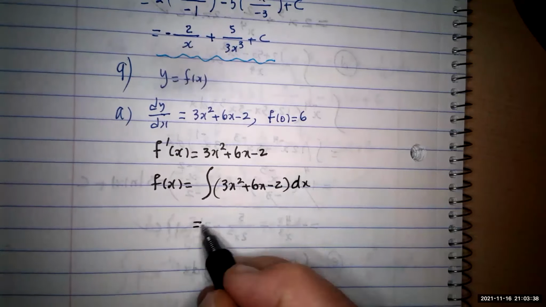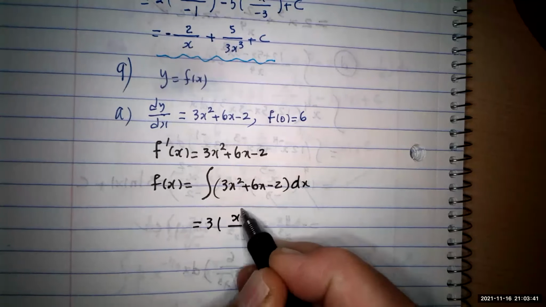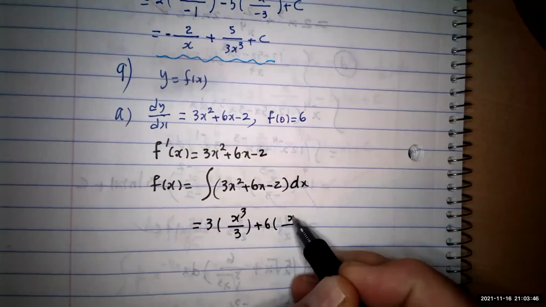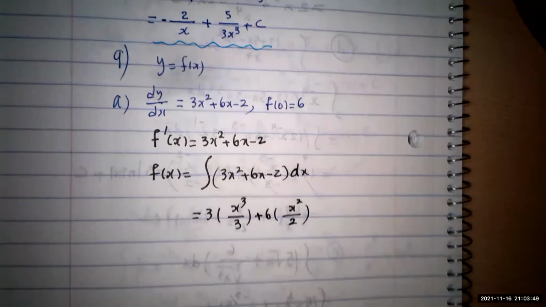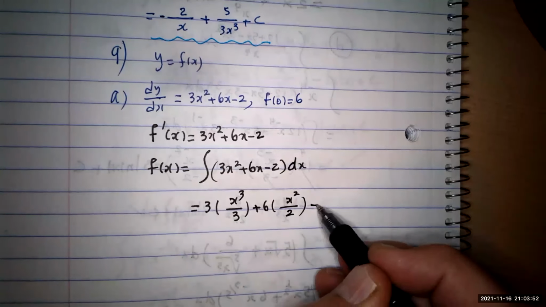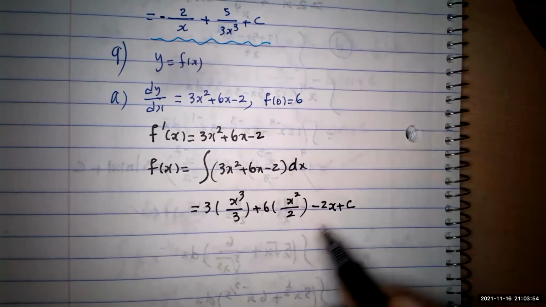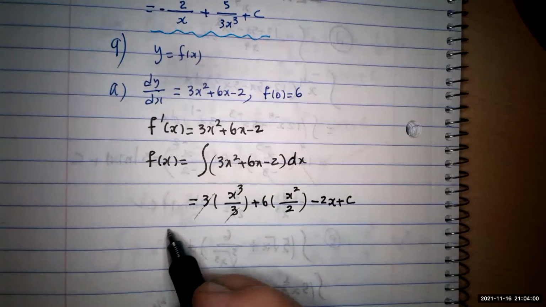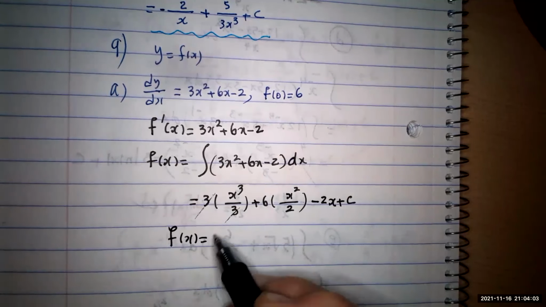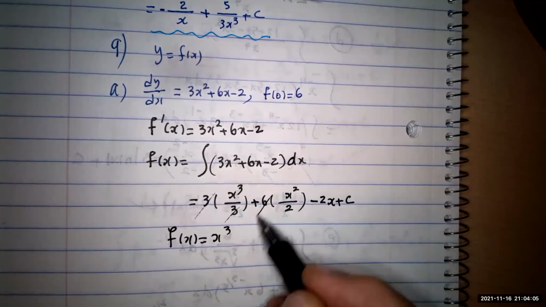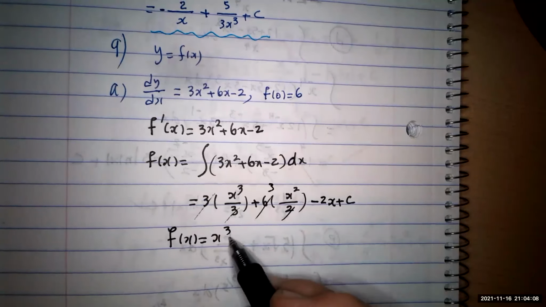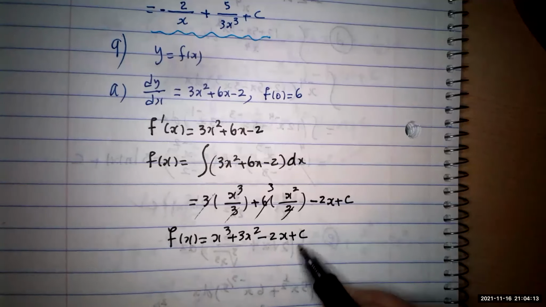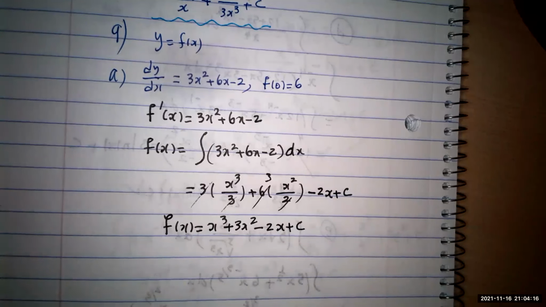So it's going to be equal to: you keep the 3, you add x to the third over 3, plus 6, we add x squared over 2. And the 2 we talk about is going to be negative 2x. But the constant c again. Okay, simplify it. So your f of x that you are looking for is going to be x cubed. These two would simplify to give you 3, so that gives you 3x squared, minus 2x plus c. So that's your f of x.